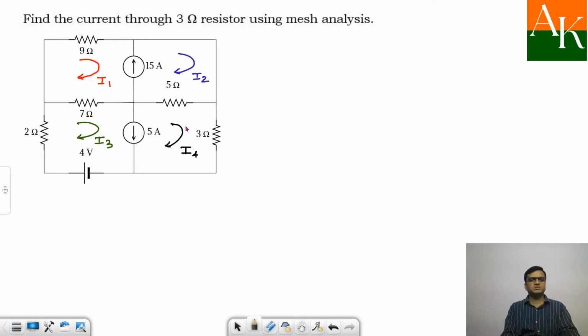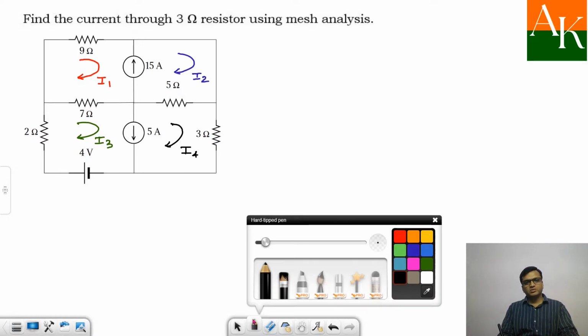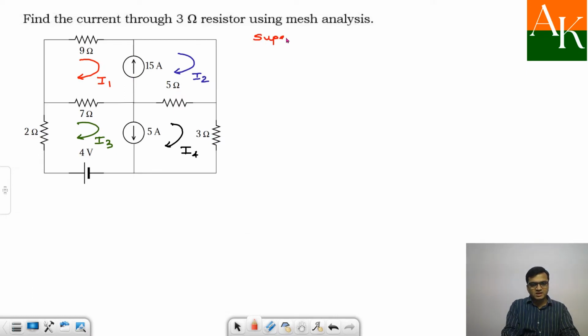So they are forming mesh 3 and 4. They are forming one super mesh. 1 and 2 they are forming one super mesh. So you can't apply KVL at all over there. So we have to go for super mesh analysis from the beginning itself. So first of all, if you talk about this 15 ampere, I am writing over here super mesh analysis.